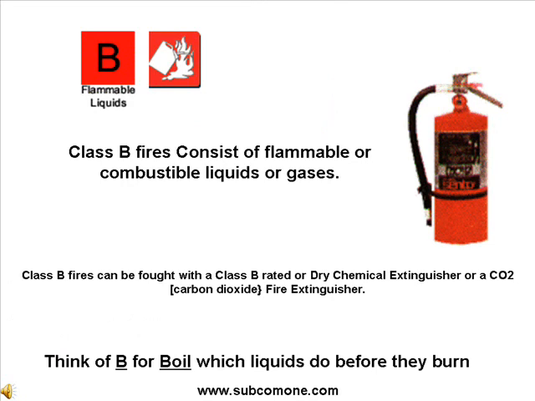Class B, flammable liquids. Class B fires consist of flammable combustible liquids or gases. Class B fires can be fought with B-rated dry chemical fire extinguishers such as ABC or BC. Or you can use a carbon dioxide, which is a BC-rated fire extinguisher. Think of the letter B for things that boil, which is what liquids do before they actually burn. Never use water on a Class B fire. You may trap yourself. Water can never be used on a Class B fire.